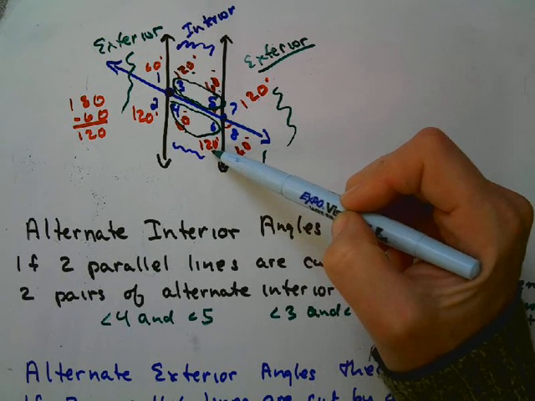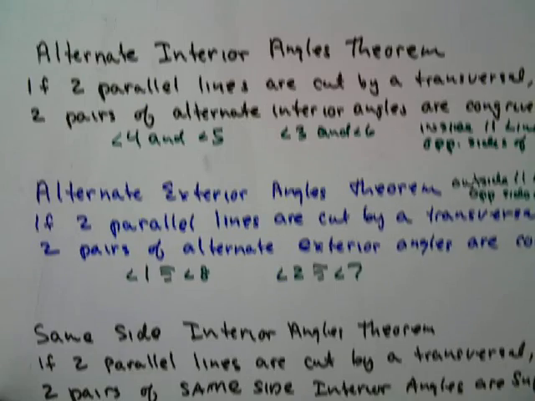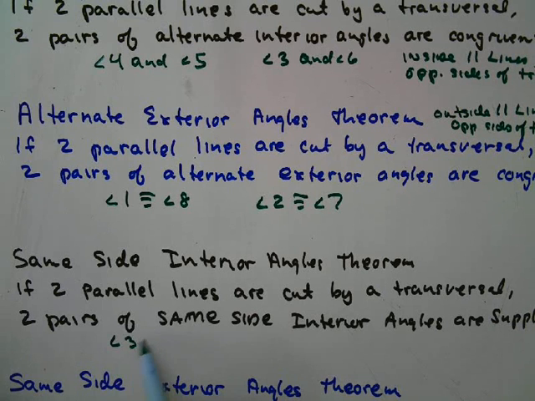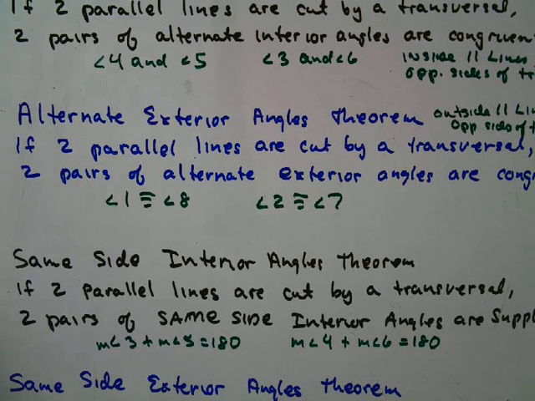They're supplementary. So same side interior angles, you want to look at the measure of angle 3 plus the measure of angle 5 equals 180. The measure of angle 4 plus the measure of angle 6 equals 180. Same side interior angles are supplementary. Well, let's take a look. One more relationship.